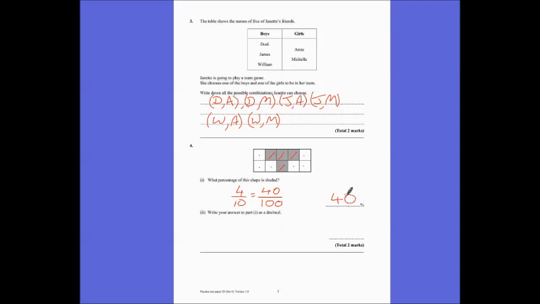Write your answer to part 1 as a decimal. So to do a percentage as a decimal, we just do 40 and divide by 100, because percent means out of 100, which will give us 0.4.